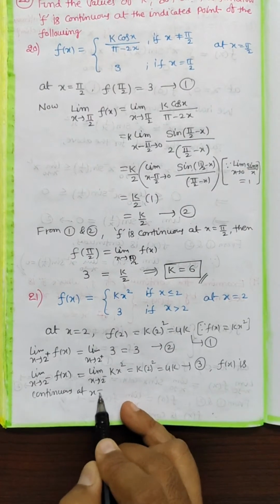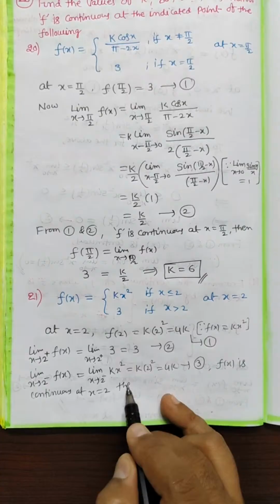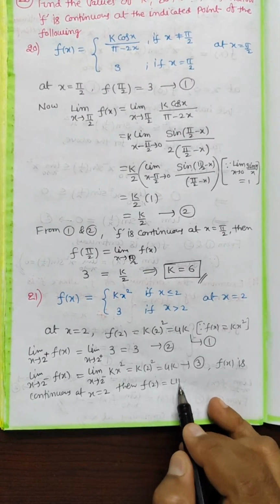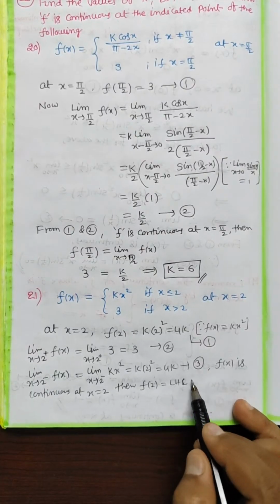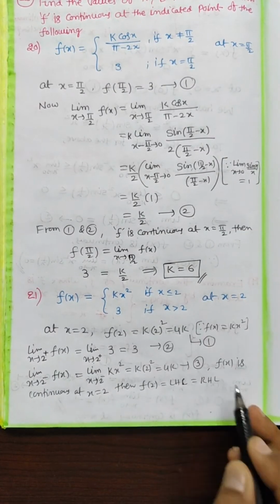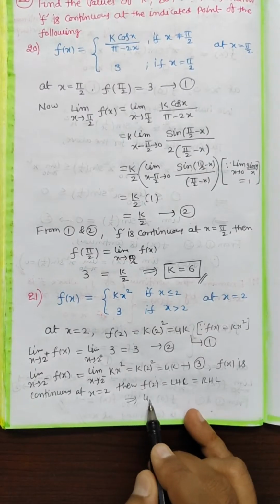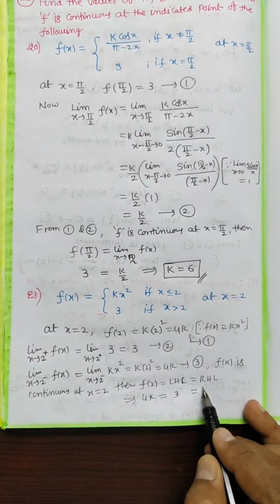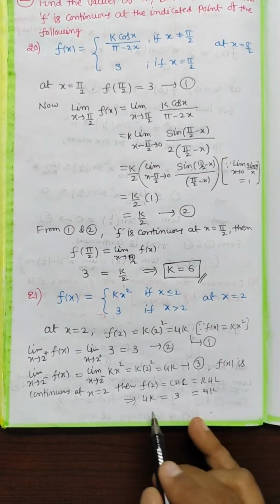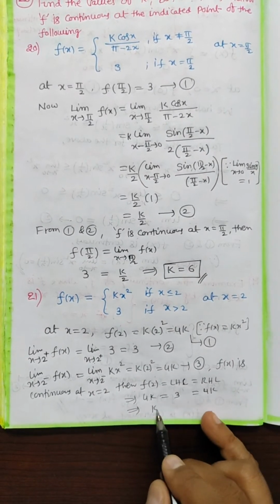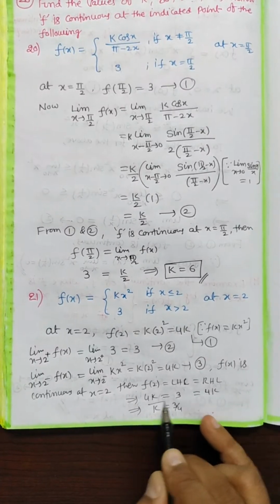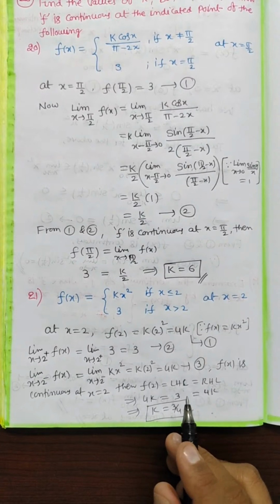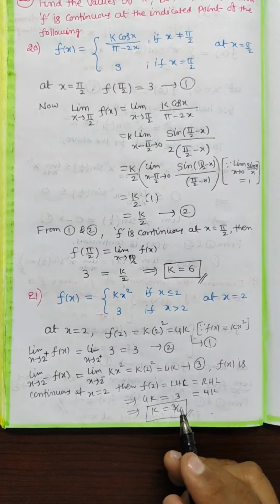Since f of x is continuous at x is equal to 2, then f of 2 is equal to LHL is equal to RHL. So f of 2 value is 4k, LHL is 3, that is equal to RHL value is 4k. So by equating any one of them, k is equal to 3 by 4. So the value of k is 3 by 4. I hope you understand it, students. We'll move on to the next question.